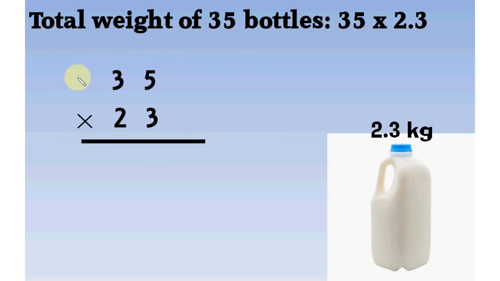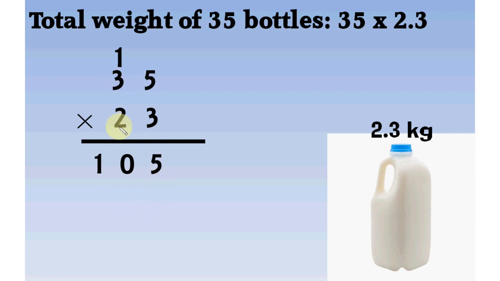Do simple multiplication. 35 multiplied by 23. We start from the right. We take 3 and multiply 35 with it. 3 times 5 is 15. 5 stays here. 1 is carried forward to the next place. 3 times 3 is 9. We add the carry now. 9 plus 1 equals 10.